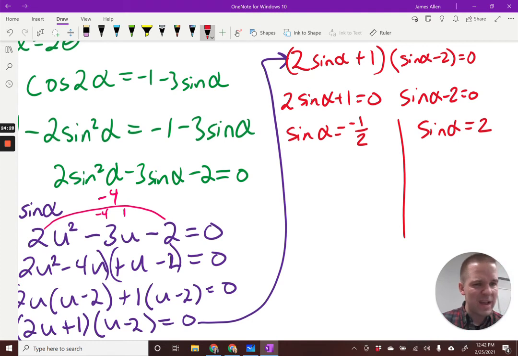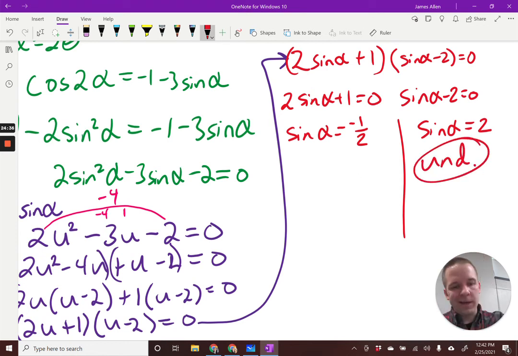Thankfully, can sine ever equal 2? No, it's opposite over hypotenuse. Hypotenuse has to be the largest side, so that's undefined. All righty. So we've nixed that one, which is just oh so fortunate. Now I need to figure out, hey, when is sine equal to -1/2? That's going to be in my third and my fourth quadrant, right? Because that's when my opposite side is negative. Or if you remember ASTC.